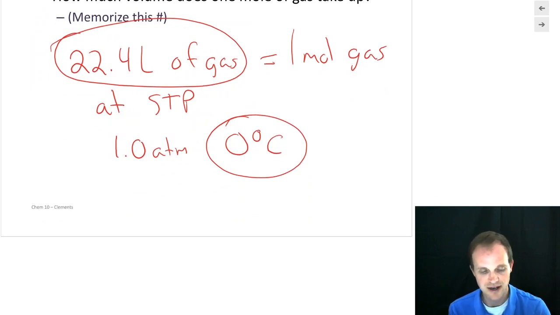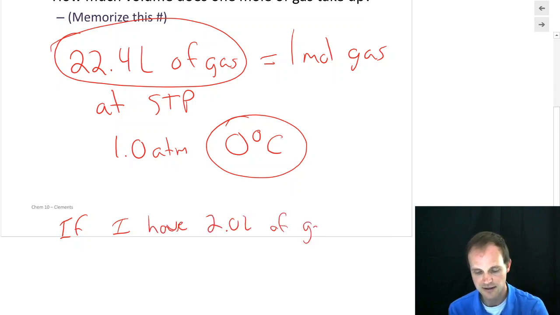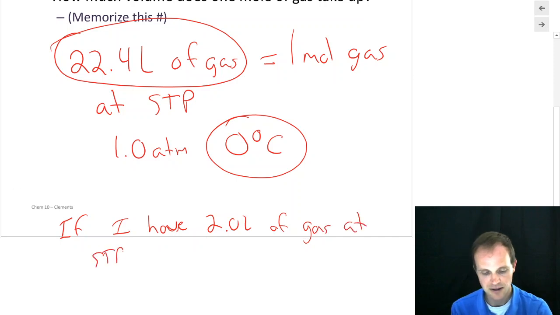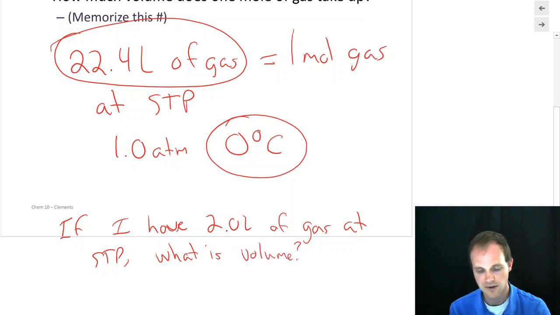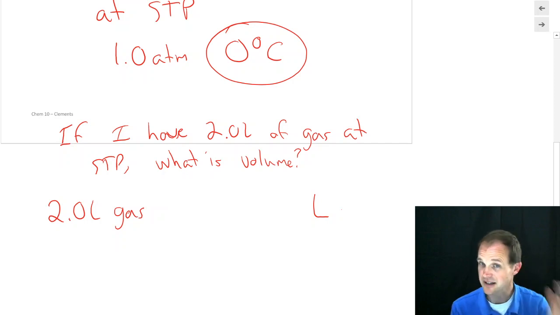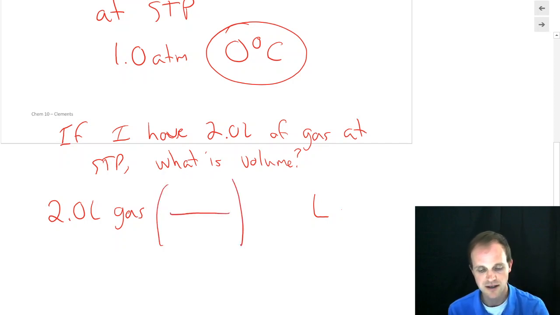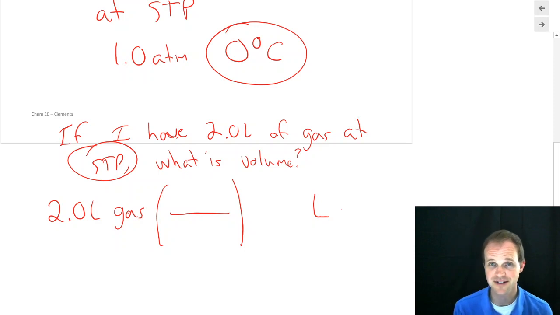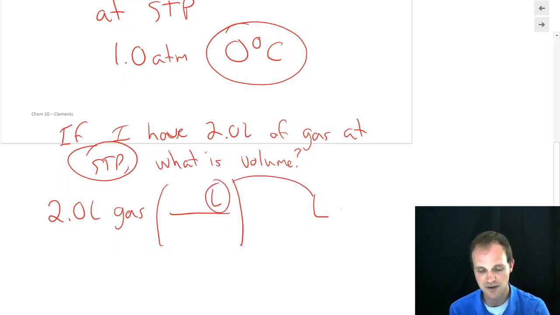So randomly, if I have 2.0 liters of gas at STP, what is the volume? That's a very simple one. We're going to start with 2.0 liters of gas. We're going to try to determine the volume of gas. Liters is a good guess. Here's a hint. We only talk about STP once in this class. If you see STP or you see 0 degrees Celsius and 1 atmosphere of pressure, you probably are thinking about that 22.4 liters. What's got to go on top? Liters, so we get it over there.